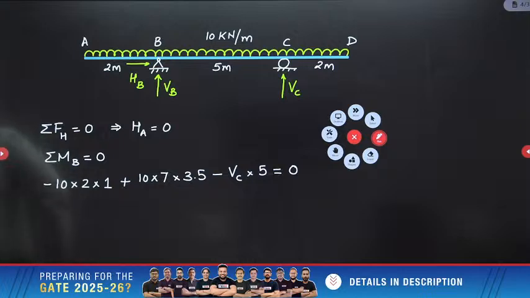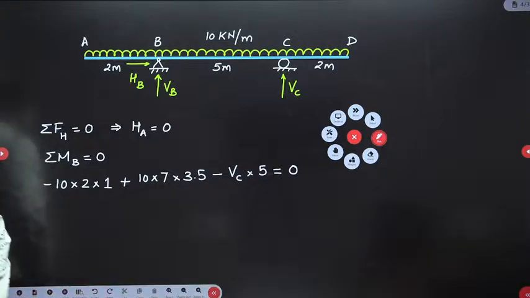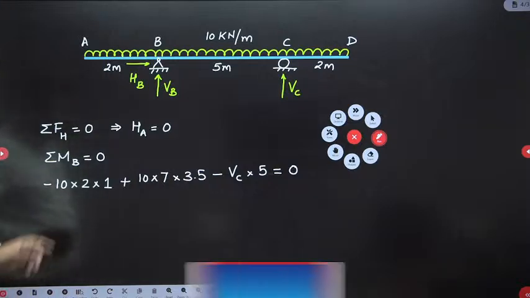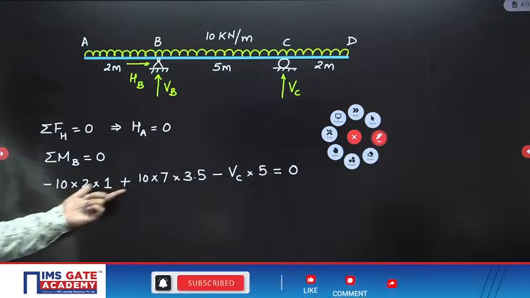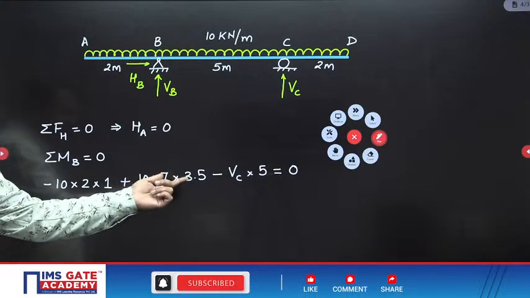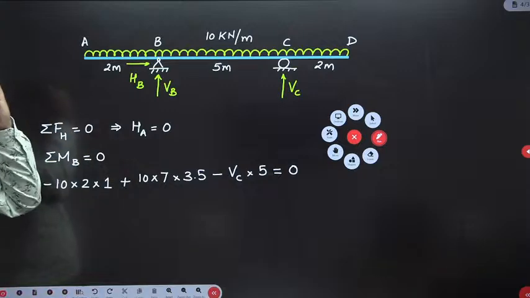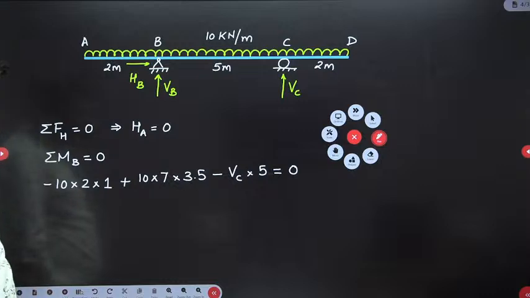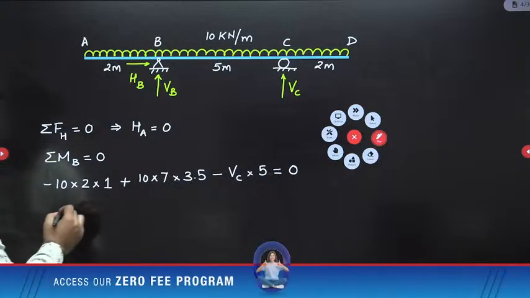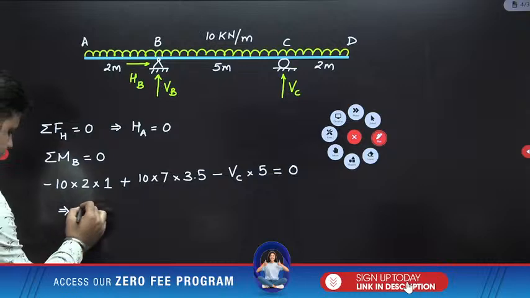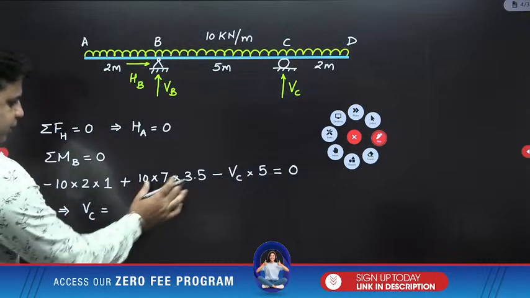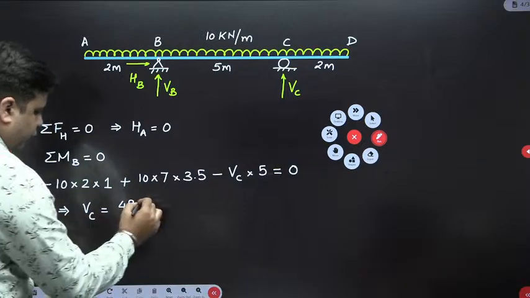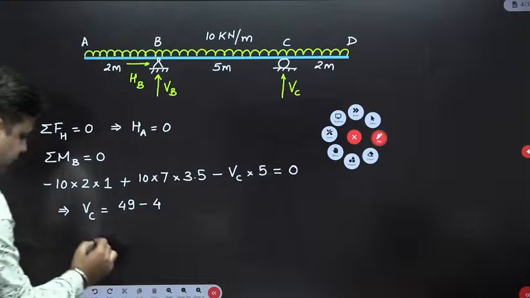Please calculate this and tell me what is the value of VC. So this will be how much? This will be 20. This will be 7, 7, 49. 49 into 5 divided by 5. So VC will be equal to, this will be 49 and this will be 4. So VC is equal to 45.